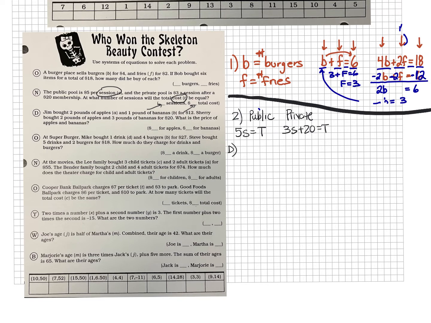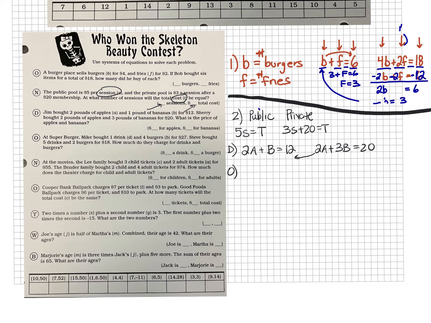D. Jim bought 2 pounds of apples and 1 pound of bananas for $12. Sherry bought 2 pounds of apples and 3 pounds of bananas for $20. What is the price of apples and bananas? Okay, let's see. 2 pounds of apples plus 1 pound of banana for $12. Sherry bought 2 pounds of apples and 3 pounds of bananas for $20. All right, we have 2 true statements. We can use those to figure it out. I'd probably use elimination on this. I'd put this one underneath that one and then make everything negative and get rid of the 2 A's, see what you get for B, then plug it back in and see what you get for A.